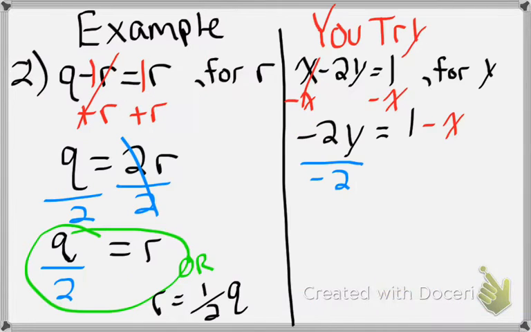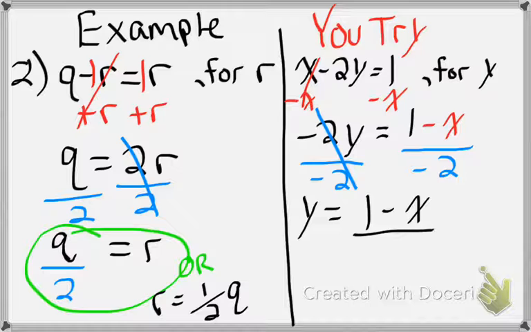So in our example, we have to make sure we divide everything on the right side by negative 2. So everything on the right side by negative 2. So it cancels on the left, and on the left, we're left with y equals. Now on the right side, we have 1 minus x divided by negative 2. That's what we're given on the right side.